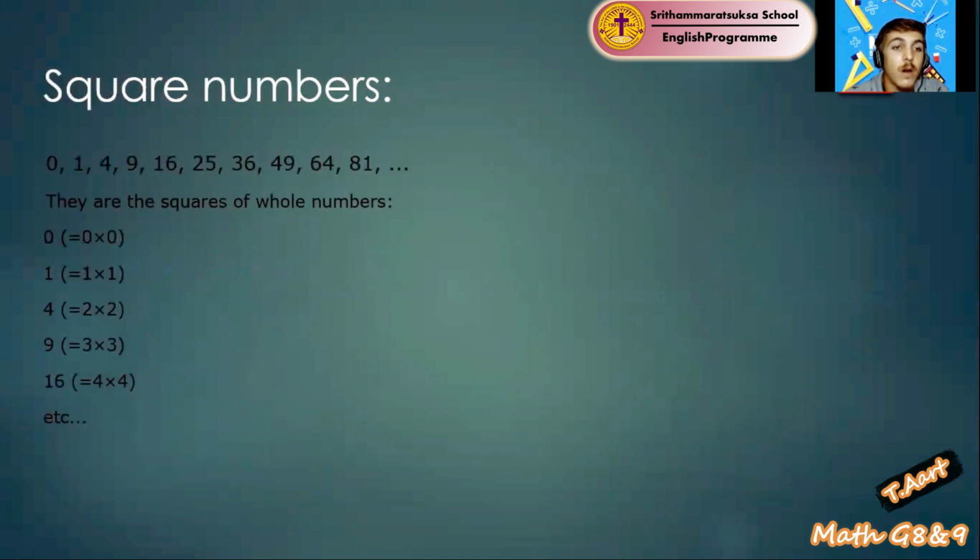Square numbers are the squares of whole numbers. So the first one, 0 times 0 is 0. 1 times 1 is 1. 2 times 2 is 4. 3 times 3 is 9. 4 times 4 is 16, and so on.